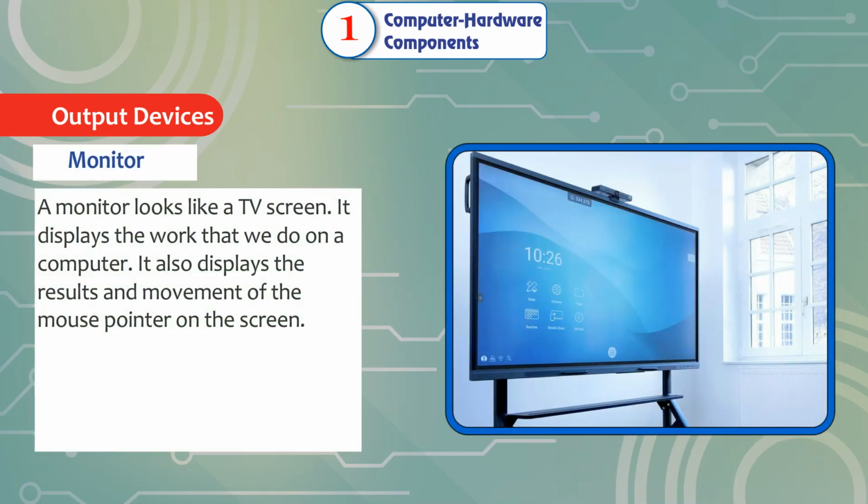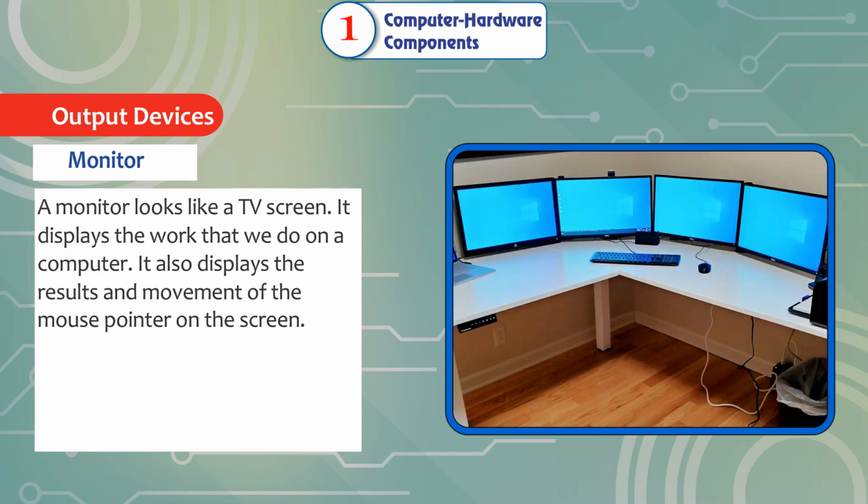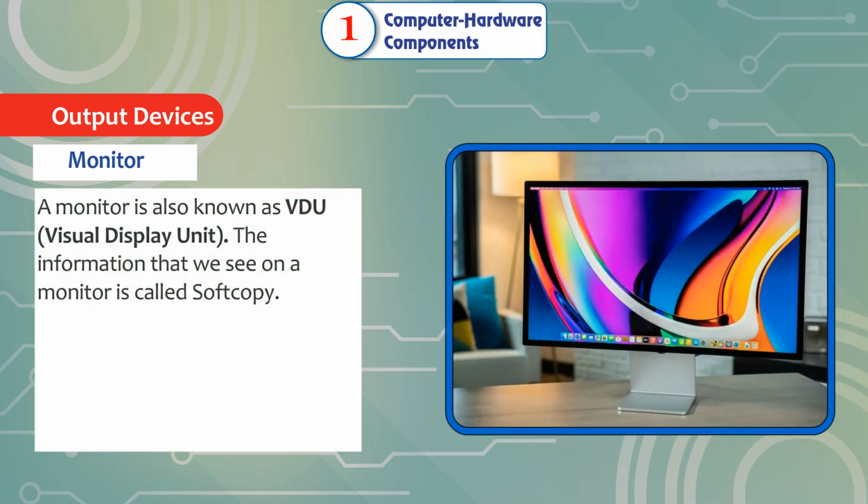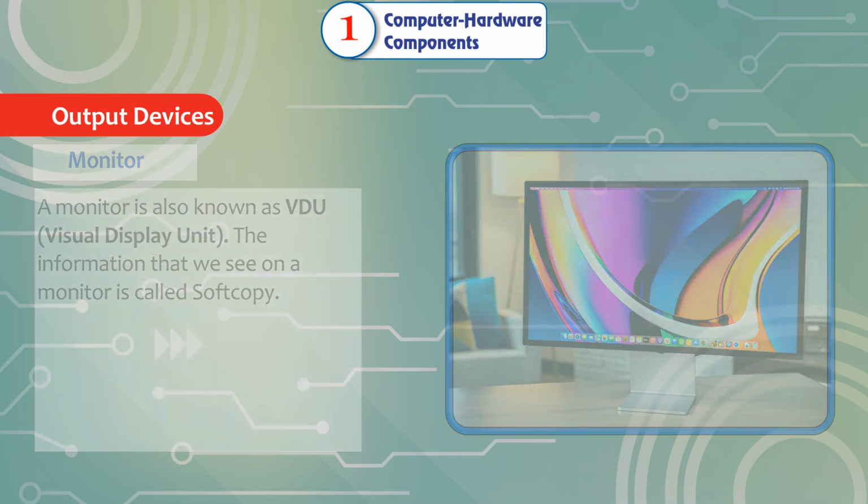It displays the work that we do on a computer. It also displays the results and movement of the mouse pointer on the screen. A monitor is also known as VDU, Visual Display Unit. The information that we see on a monitor is called soft copy.